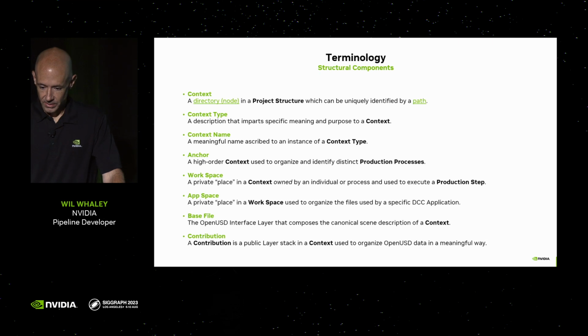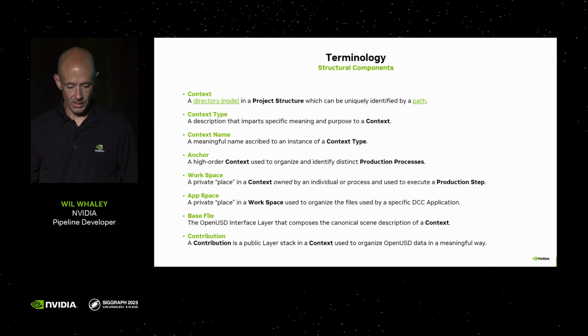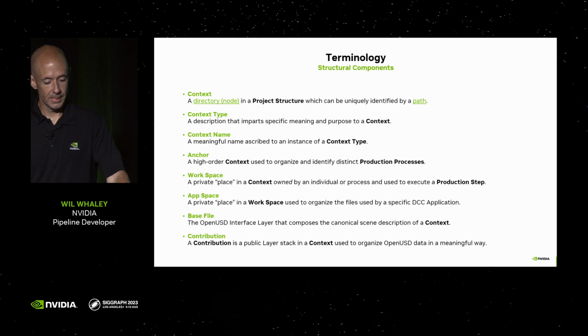All right, so the first thing I'm going to do is read through some terms related to the pipeline structure, and I need to be clear on this as they're used throughout the rest of this presentation. So first, we have this thing called a context, which is a directory or node in a project structure which can be used to uniquely identify a path, or it can be uniquely identified by a path. We have a context type, which is a description that imparts specific meaning and purpose to a context. So a shot would be a really good example of a context type. We have a context name, so that's a meaningful name ascribed to an instance of a context type. So something like LTO10 would be a good shot name.